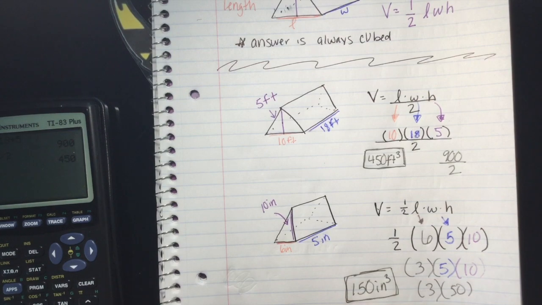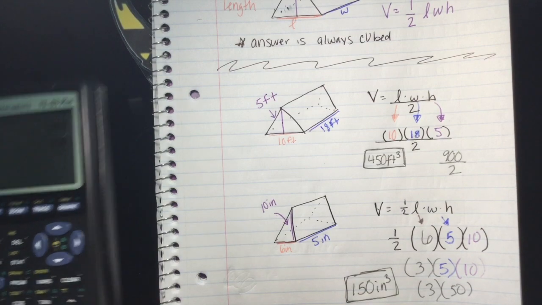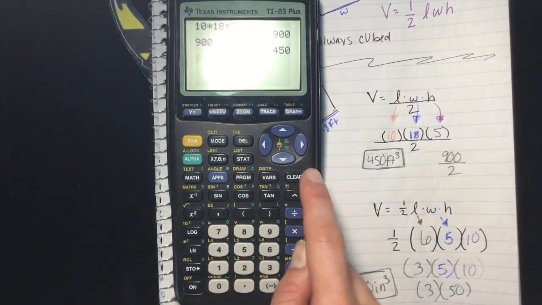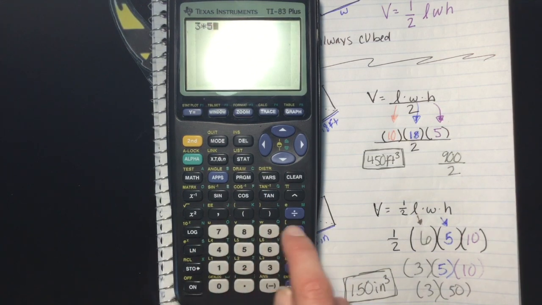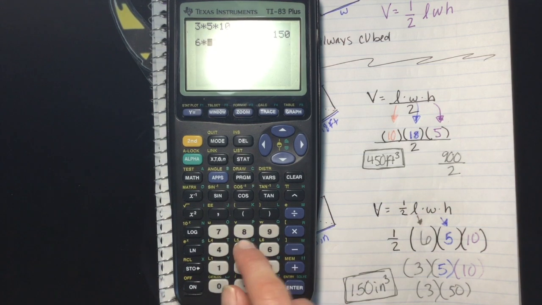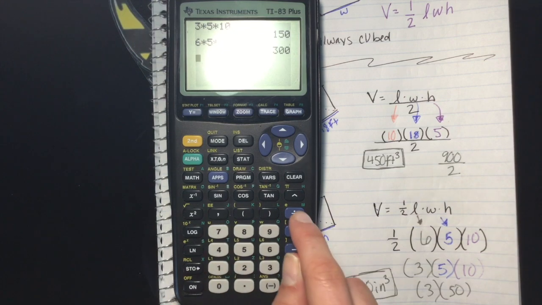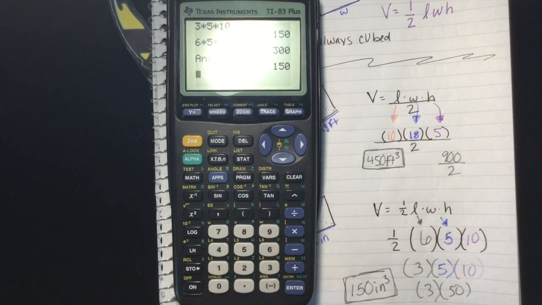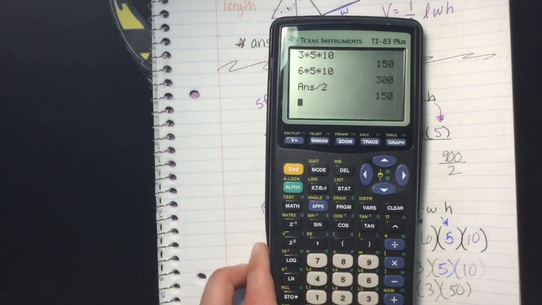Also, if you put that into the calculator, you're going to get 3 times 5 times 10, that's 150. And if you want to use the first equation, you can see it's the same. So 6 times 5 times 10 divided by 2 is 150. So 6 times 10 times 5, if I'm using the first equation on the second problem, is still the same thing.